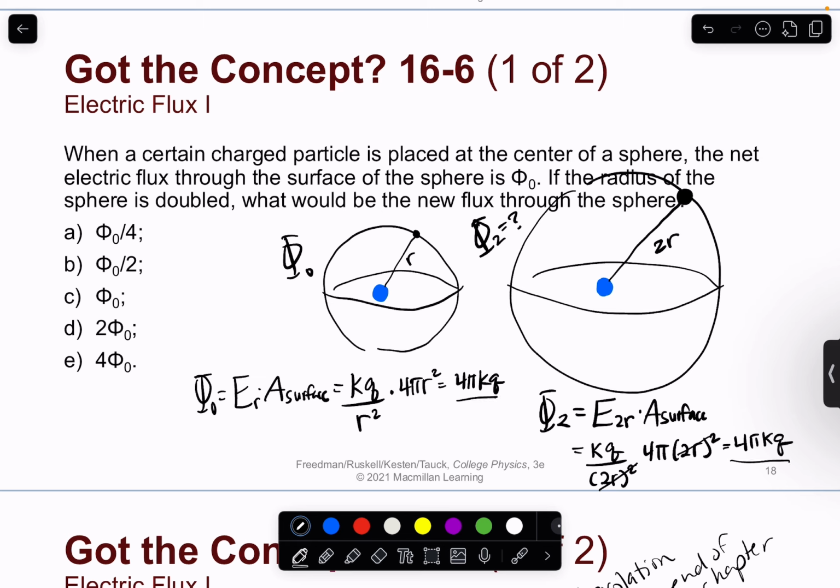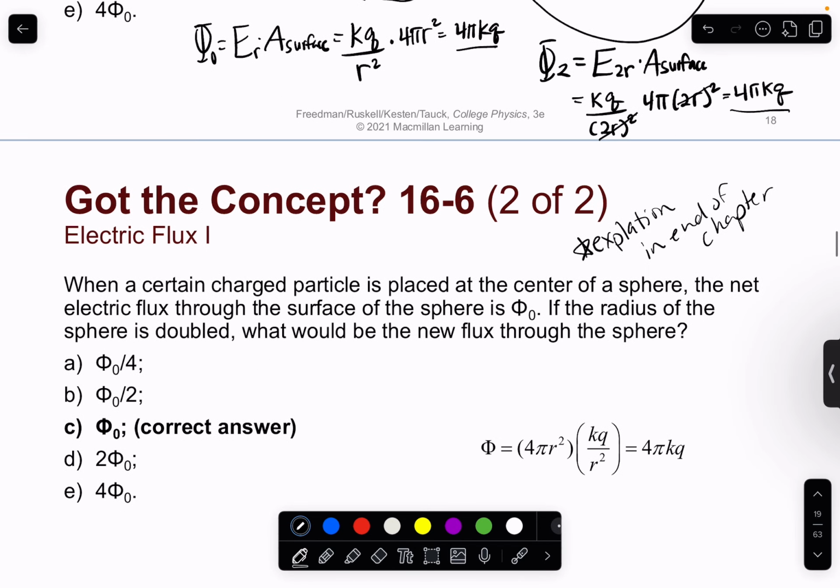And that's the power of Gauss's law. That's where the power is coming from. And in the next section, we'll see how to use it, okay? But now you can see the power of it because the flux is independent of the type of surface you choose.